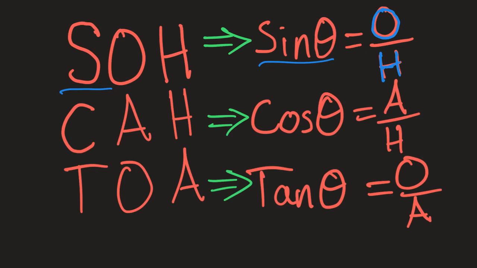With all three of these, you're going to have your second letter divided by your third letter. So down here for Cah, we have our A. A stands for adjacent, and we're dividing our A divided by our hypotenuse. And then finally you have Toa. Toa is your tangent, and you're dividing your opposite divided with your adjacent.